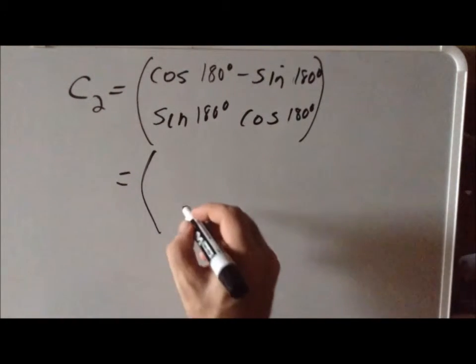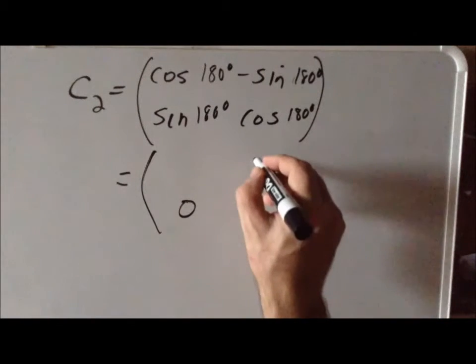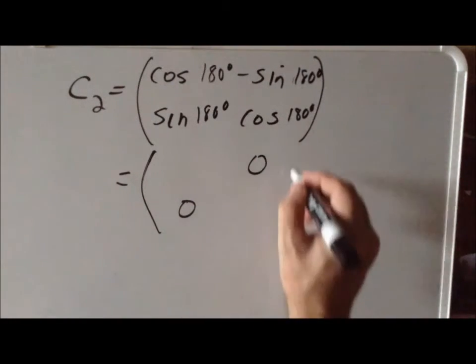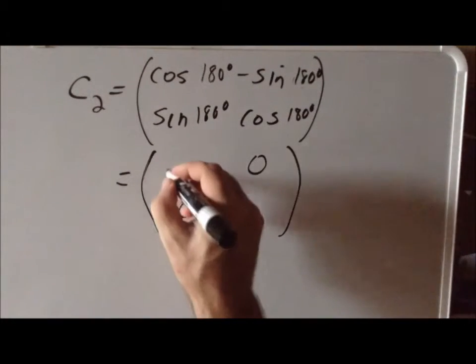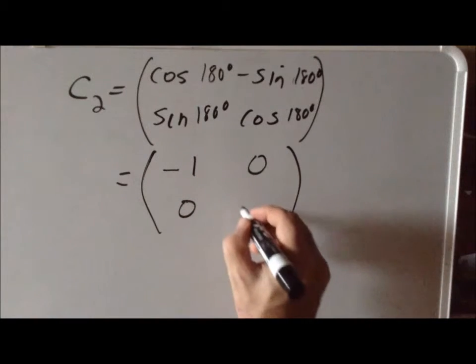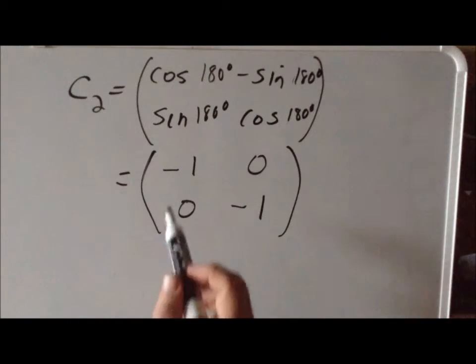The cosine of 180 degrees is going to be minus 1. So we end up with a matrix that has minus 1s and 0s on it. And this is going to be the two-dimensional matrix representation for C2.